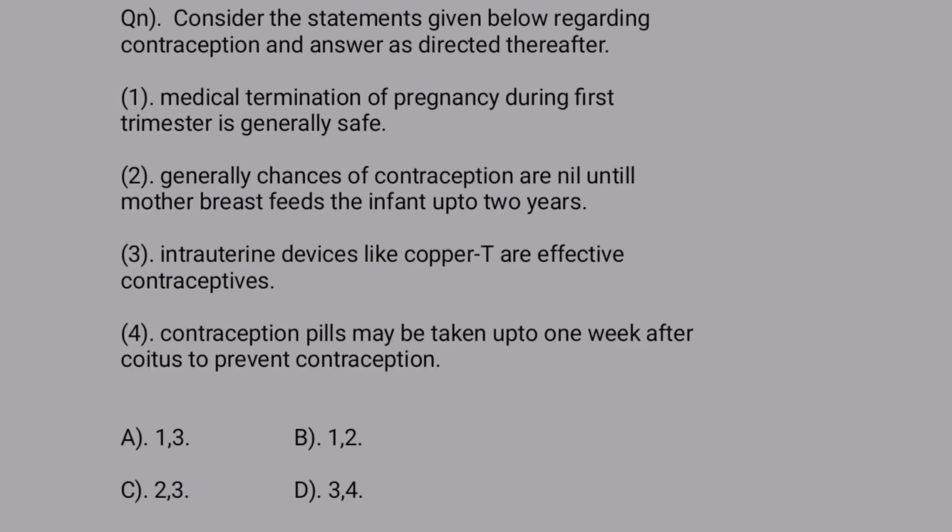Okay, next question. Consider the statements given below regarding contraception and answer as directed thereafter. 1. Medical termination of pregnancy during first trimester is generally safe. 2. Generally chances of conception are nil until mother breastfeeds the infant up to 2 years. 3. Intrauterine devices like copper T are effective contraceptives. 4. Contraception pills may be taken up to 1 week after coitus to prevent conception. Option A 1 and 3, option B 1 and 2, option C 2 and 3, option D 3 and 4.